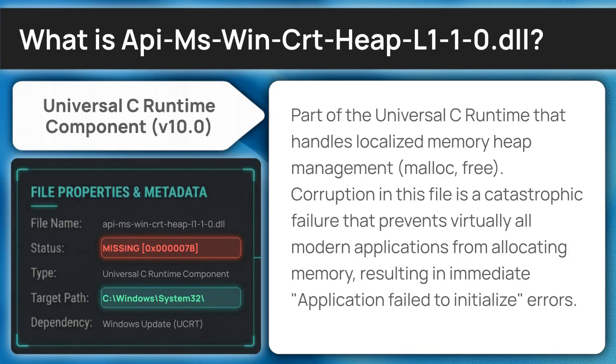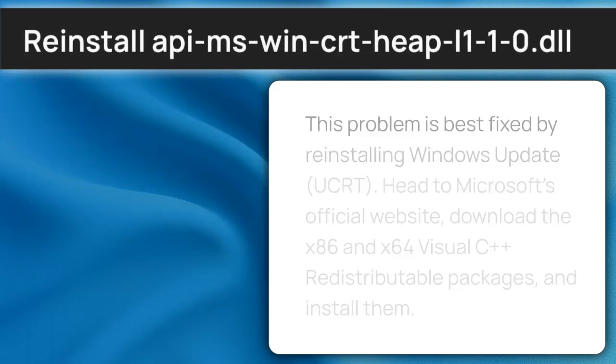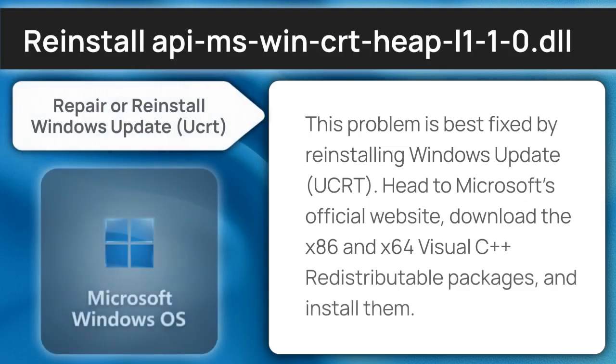Now that you know how the file works, let's focus on the how and fix the issue. This problem is best fixed by reinstalling Windows Update UCRT. Head to Microsoft's official website, download the x86 and x64 Visual C++ redistributable packages, and install them.